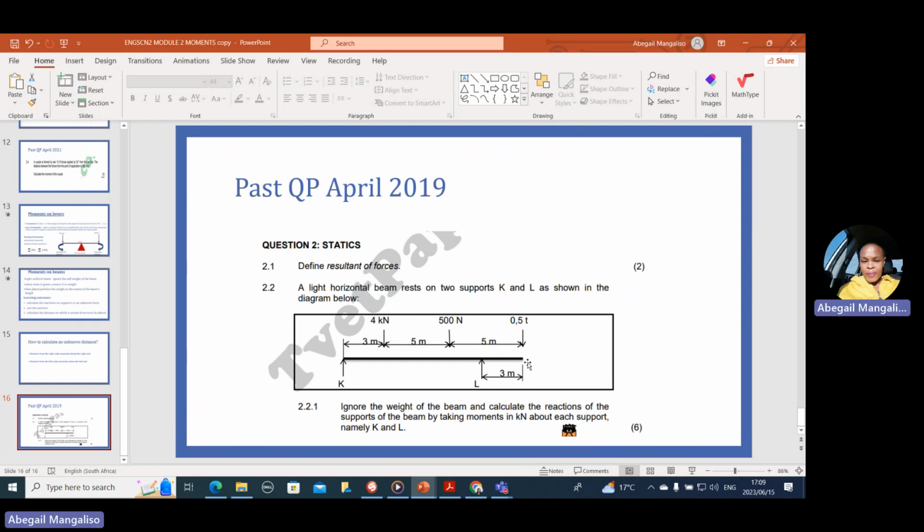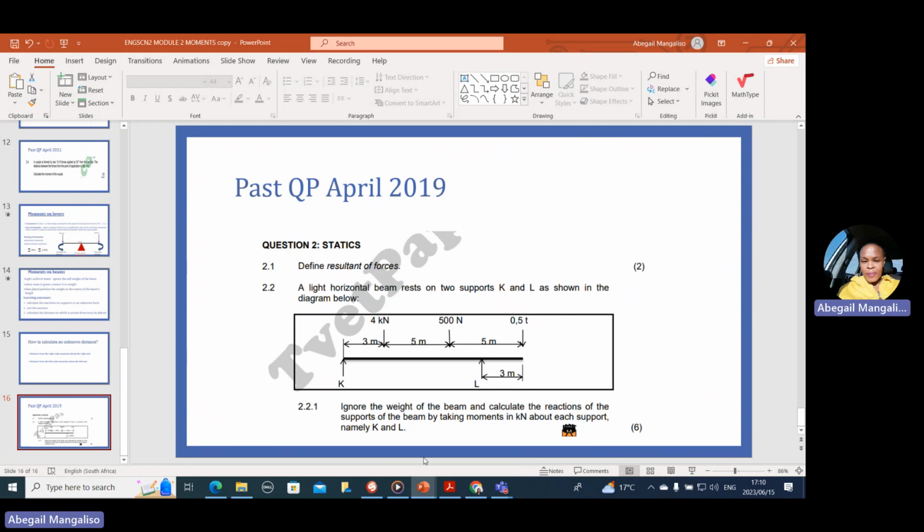So we're gonna take moments about each support. First thing first, this question says take moments in kilonewtons, but there is 500 that is in newtons there, and there is 0.5 that is in tons. So first thing, convert these forces that are not given in kilonewtons to kilonewtons.